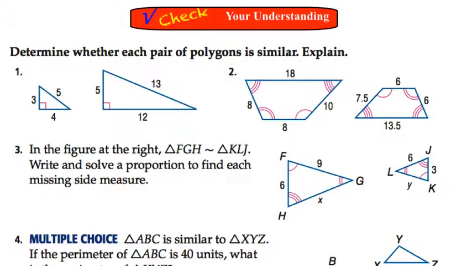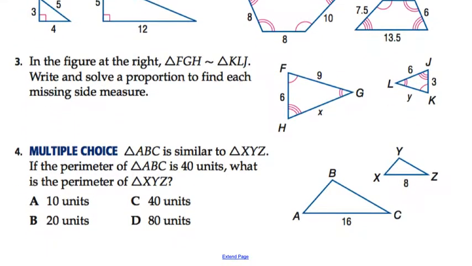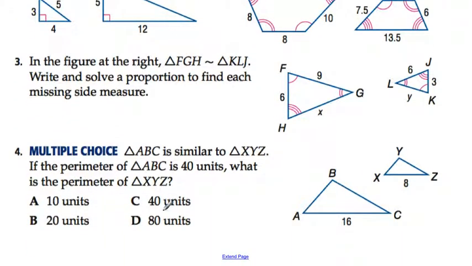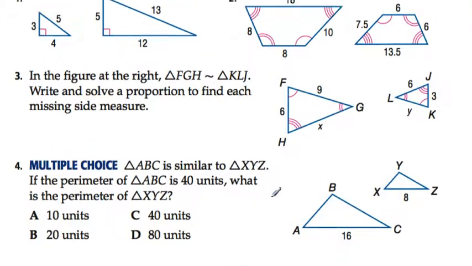All right, here are some problems for you to try. I think we have a total of 4 problems here. On number 4, make sure that you're showing your work and not just circling an answer. So show me how you come up with your answer for number 4. I need to see either a proportion or your scale factor and how you're coming up with that.